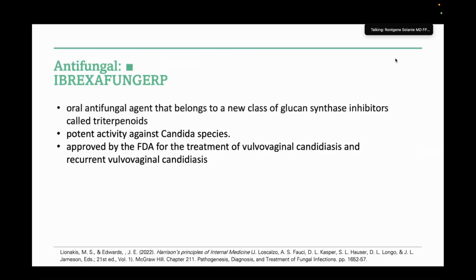The latest among these new antifungal drugs is ibrexafungerp. This is an oral antifungal agent that belongs to a new class of glucan synthase inhibitors called triterpenoids, potent against Candida species. Currently the only approved indication for this antifungal drug is the treatment of vulvovaginal candidiasis and recurrent vulvovaginal candidiasis.